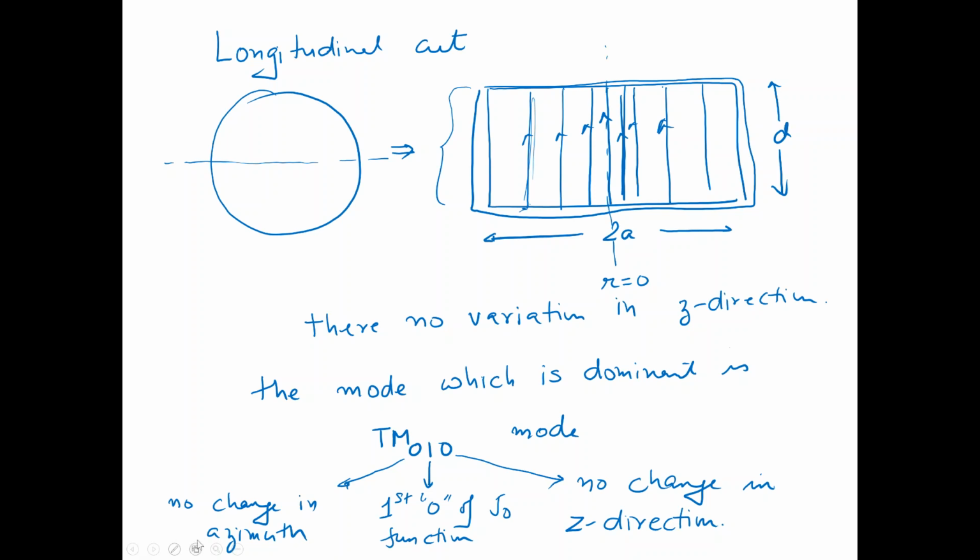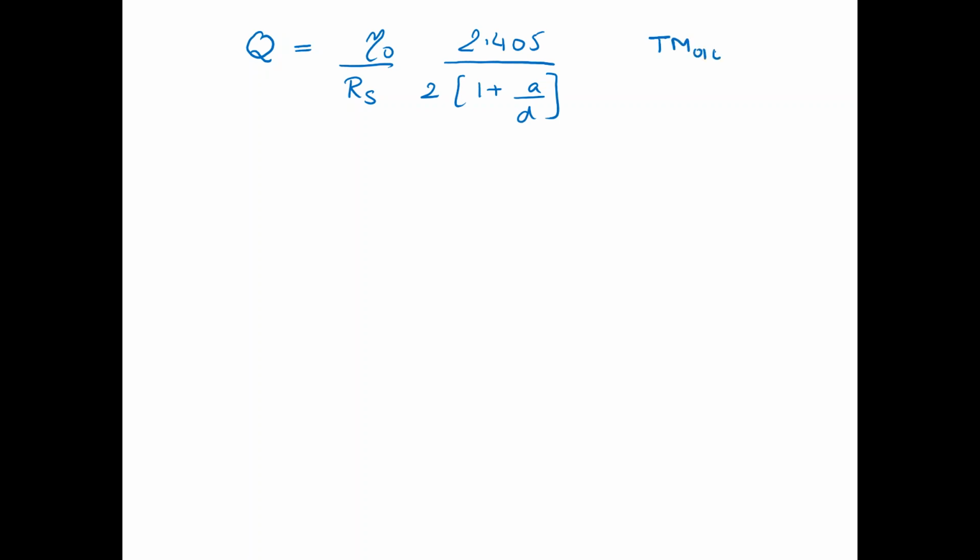And again, it's not trivial to calculate the Q, so I won't go through those calculations. You need to know the integral of the J functions, which haven't been done. But the Q for this mode, I'll just give you the final relationship. Q for this mode would be given by eta naught by Rs, 2.405 by 2, 1 plus A by D. And this is your TM010 mode.